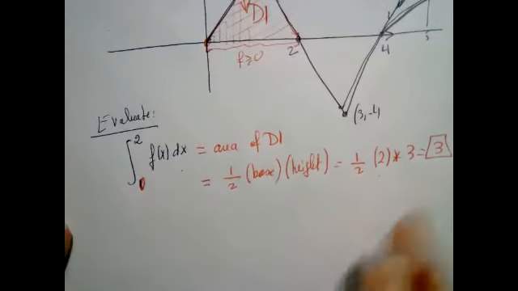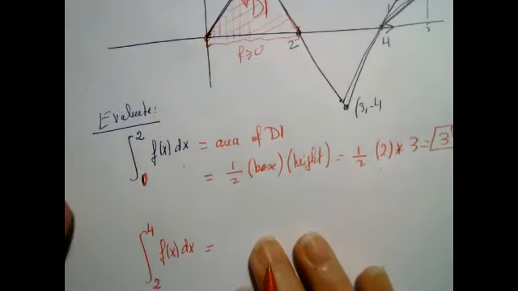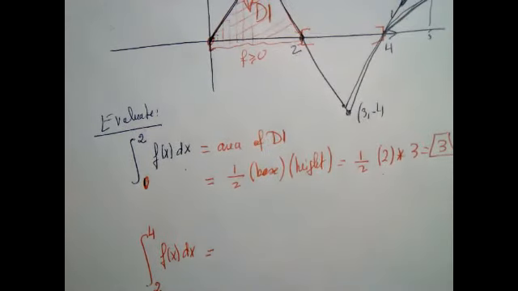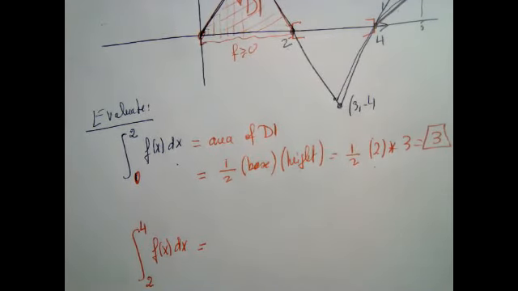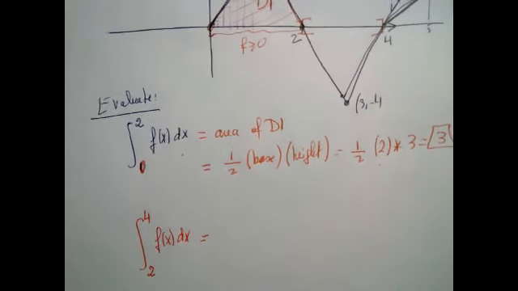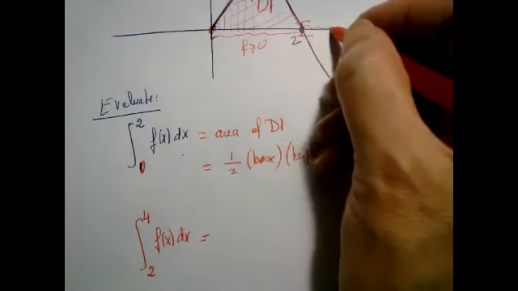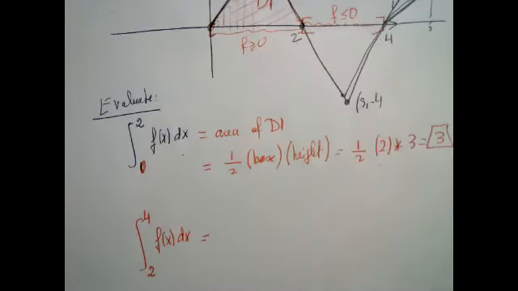All right, one more question. What's the integral from 2 to 4 of f of x dx? This is my 2, and this is my 4. What does the integral equal? And then I stop. Can anybody tell me what the integral is? First, let's look at the function. F here is negative.